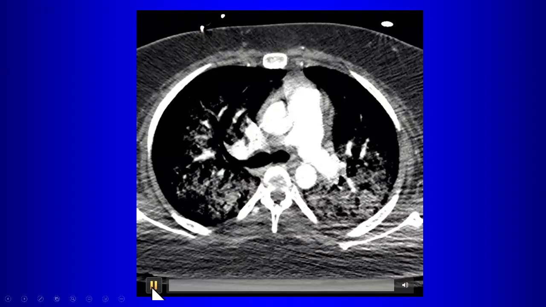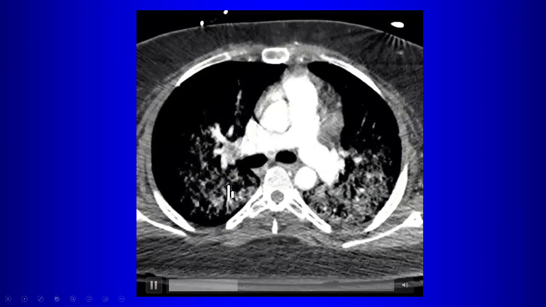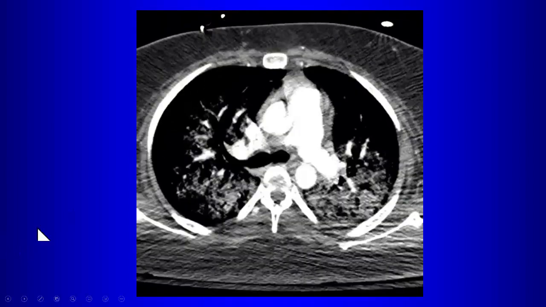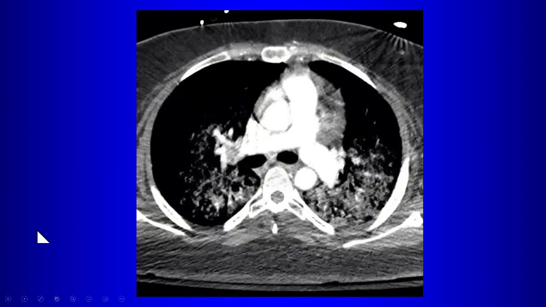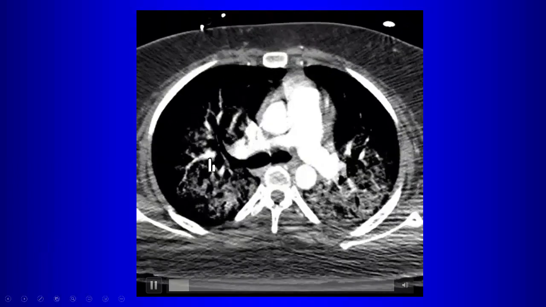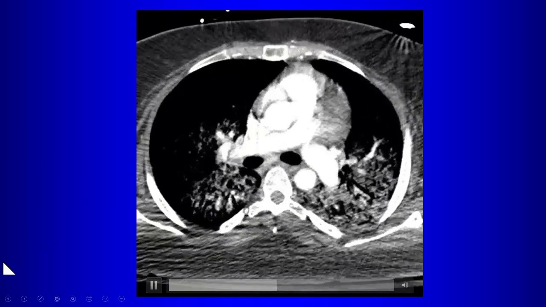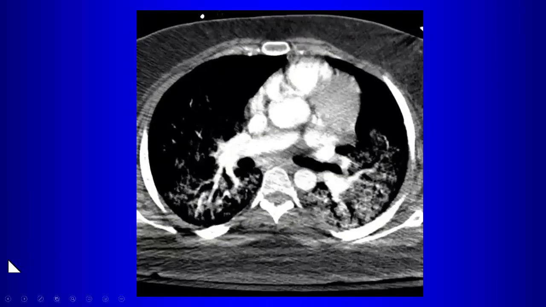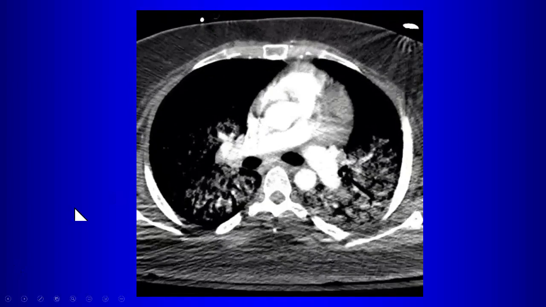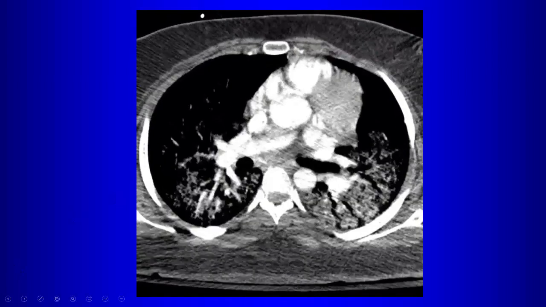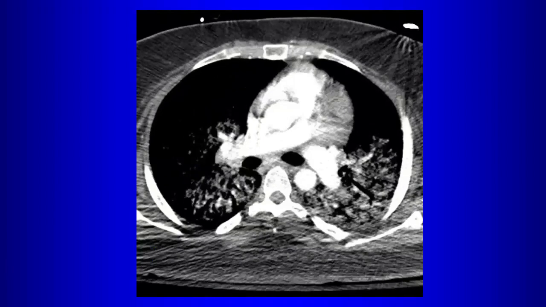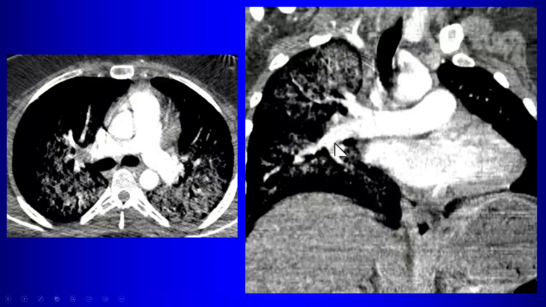Okay, so another case, not a very good quality study, and the question is, is there a PE there on the right side? See, it looks like as that right pulmonary artery is coming across, there's a filling defect there. So what do you do to work that out? Is that a PE or not? Look at the reformat. What do you do? Look at the reformat. Yeah, so especially the coronal reformats.